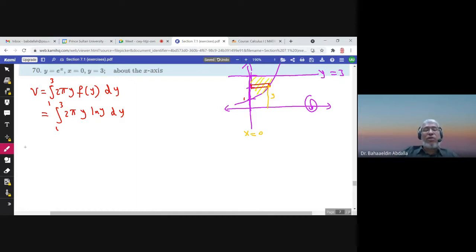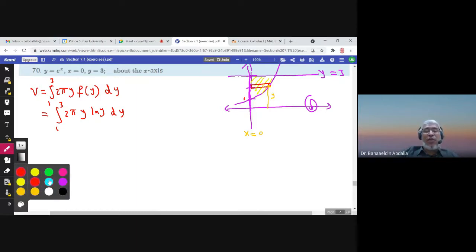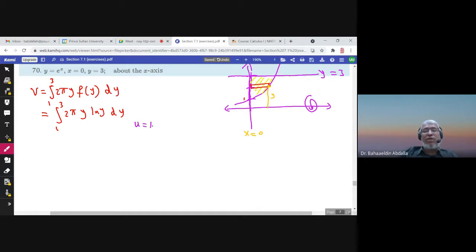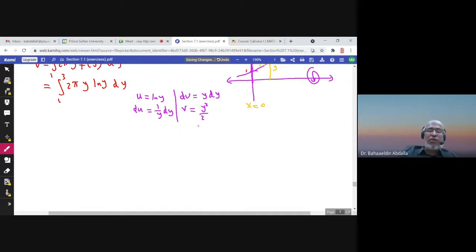I should use integration by parts. And of course, I have algebraic and logarithmic, so we take u as ln y. So du would be 1 over y dy, and I take dv to be y dy, and then v would be y square over 2, the integral of y.